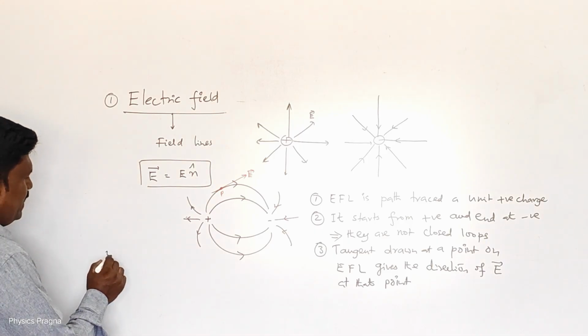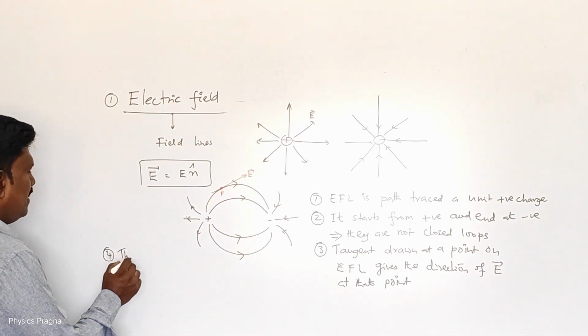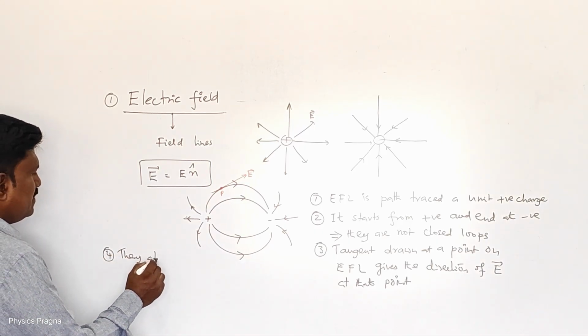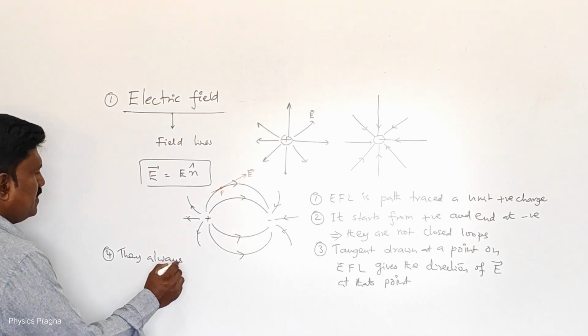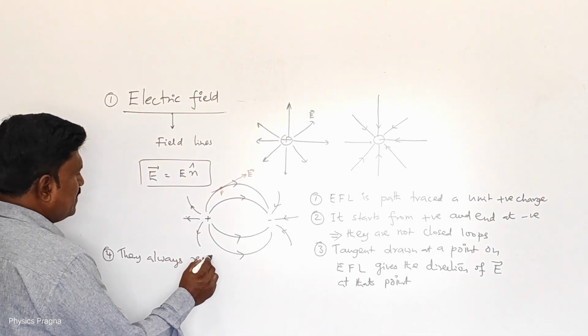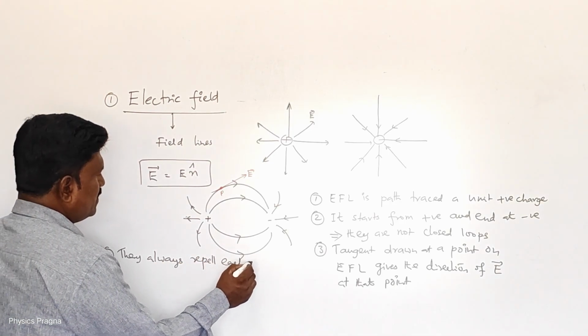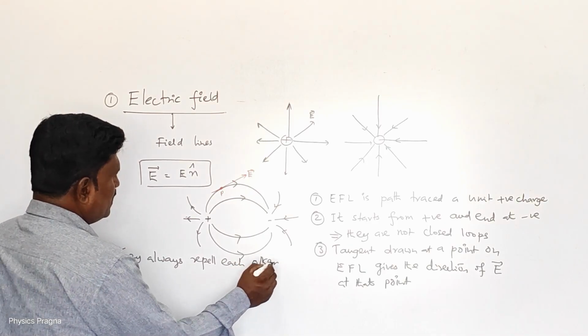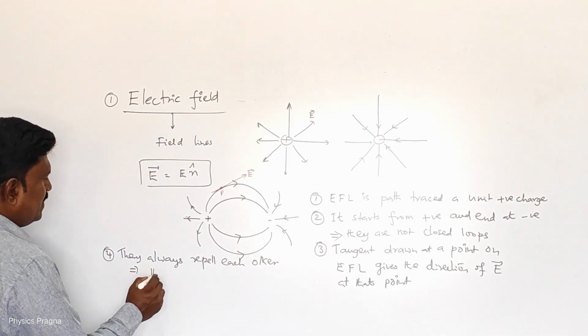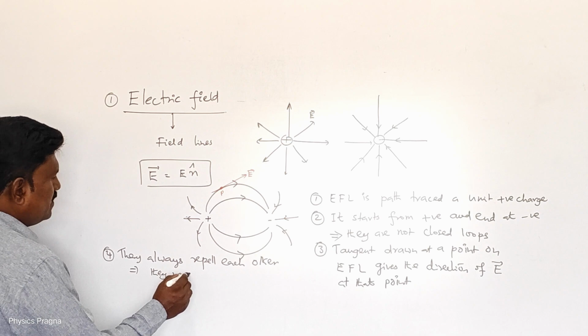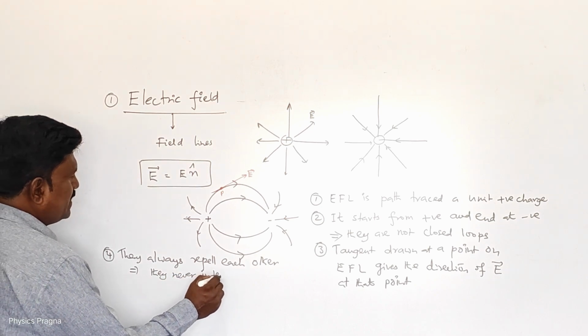Last property, they always repel each other. That means they never intersect.